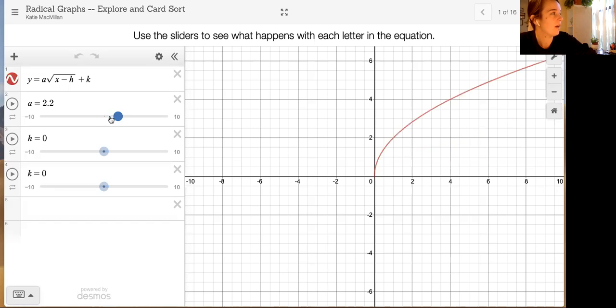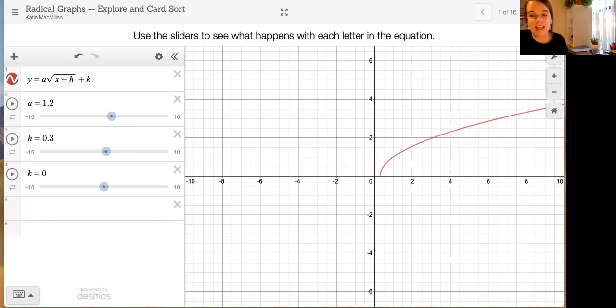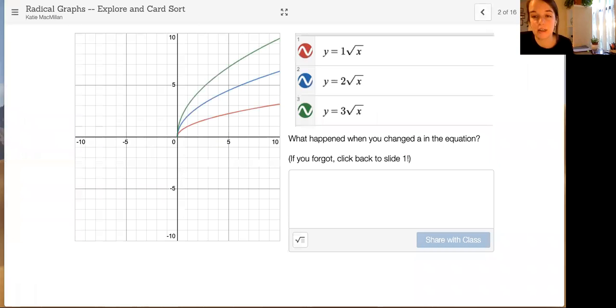So what I want you to do is on this first page, go ahead and explore what happens when I change A into some greater number. What's happening to my graph? And then additionally, I want you to move and mess with the H and the K to see what happens. Go ahead and play with slide 1. And then when you're ready, you're going to answer the questions on slide 2, 3, and 4.